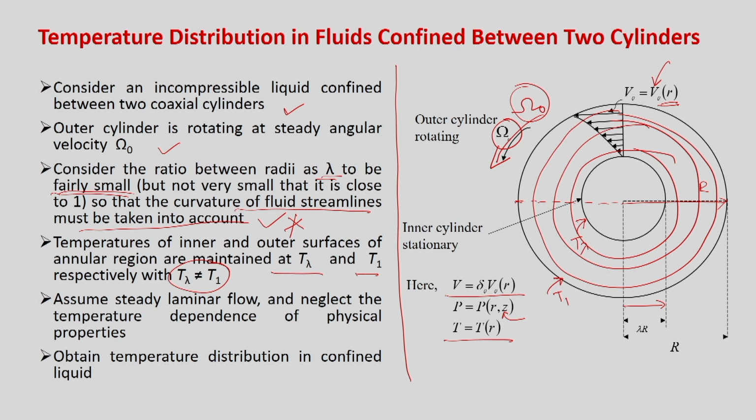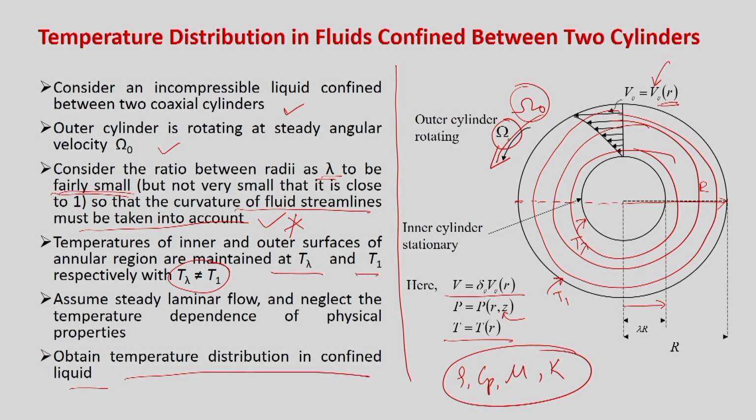Assume steady laminar flow and neglect the temperature dependence of the physical properties. Whatever rho, Cp, mu, K, these physical properties, assume they are independent of temperature. That means the temperature difference is in the moderate region, and it is not going to affect the physical properties rho, Cp, mu, K, etc. So, obtain the temperature distribution in the confined liquid region.